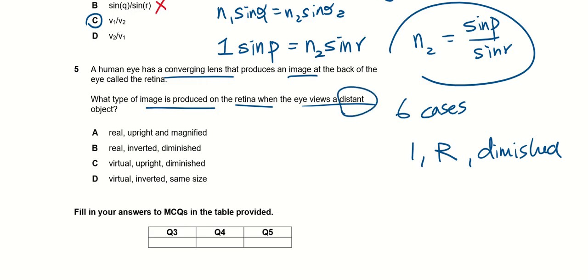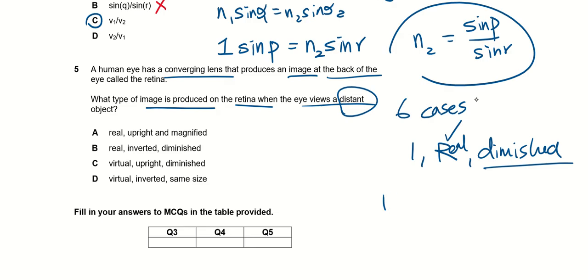Okay, for a distant object, let's say I'm looking at a very tall building, the actual building is maybe 40 meters in height, but its image can be formed within my eye. So it will definitely be diminished, and because it is able to produce an image at the back, that means it's able to be captured on a screen. That means it must be real. Anything that can be captured on a screen is a real image. A virtual image cannot be captured on a screen.